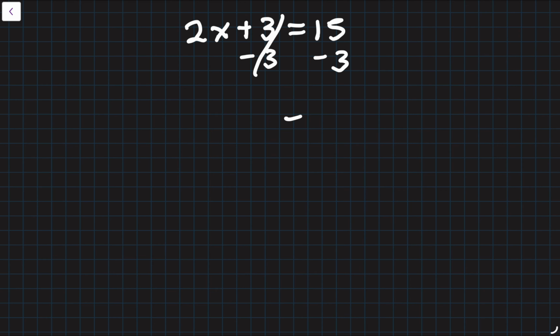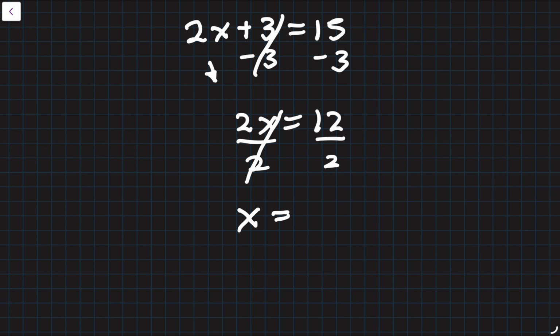Let's try a similar problem: 2x plus 3 equals 15. You're gonna have to cancel out the 3 first, so negative 3 to both sides. Then 15 minus 3 is 12, and you bring down the 2x right over here. Then you divide by 2, and you're left with 12 divided by 2 is 6. And that's gonna be your final answer.